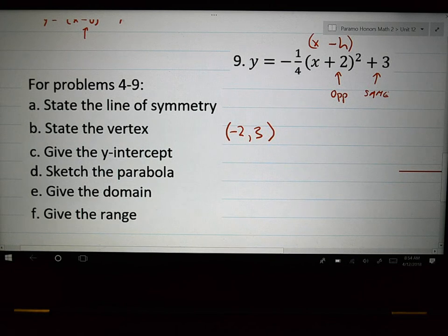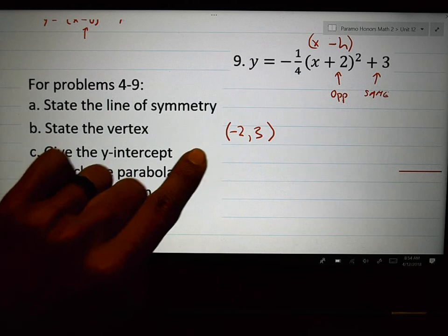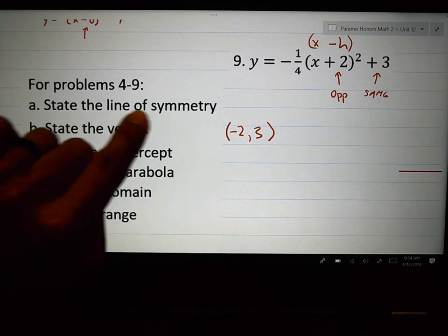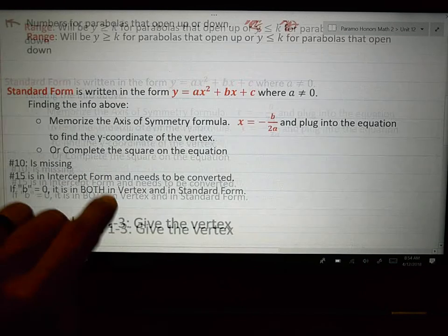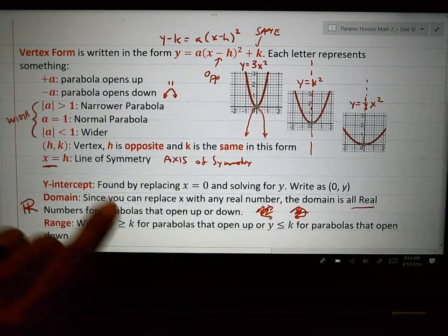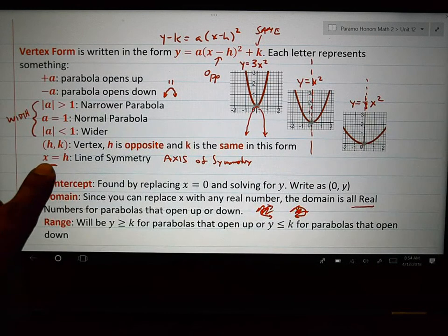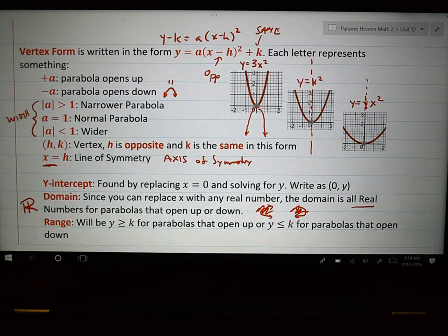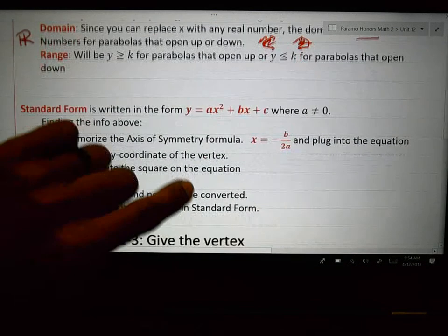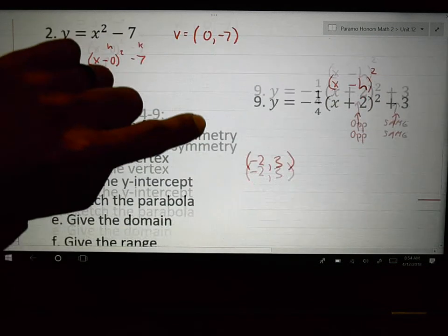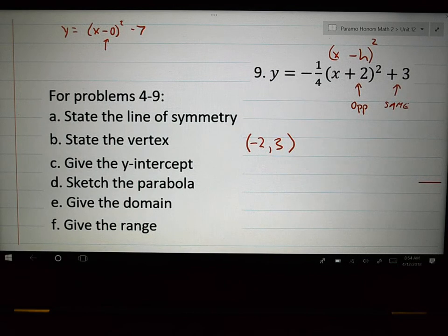It's easy. How much work was that? It was 5 seconds of work. No big deal. If I know that's where the vertex is, state the line of symmetry. Earlier, we wrote down what that was. The line of symmetry is x equals the x coordinate of your vertex. You know what your vertex is. You should know what the line of symmetry is.